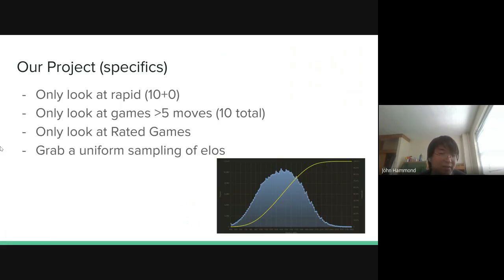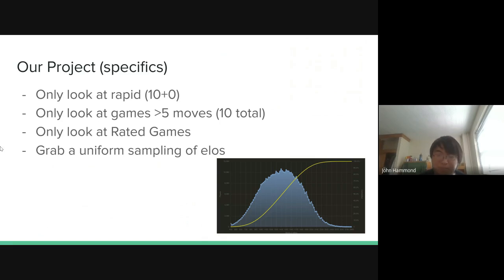We'll only be looking at games with more than 5 moves on each side, or 10 total. This is just because the small games really don't tell us too much information, and it can give us some very bad information. Of course, we're also only going to be looking at rated games because you don't want to be looking at casual games between friends or whatever. We only want to be looking at games where people are playing their best, and we will also be using a uniform sampling of ELOs.